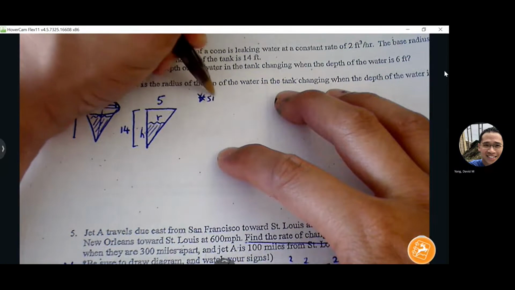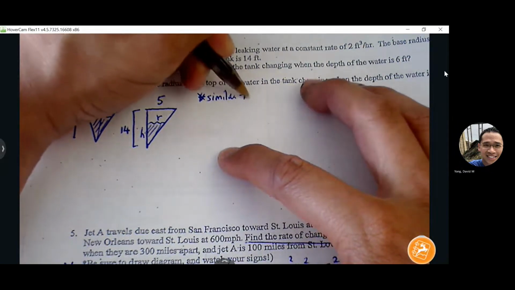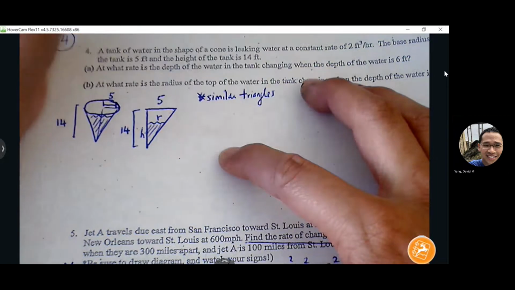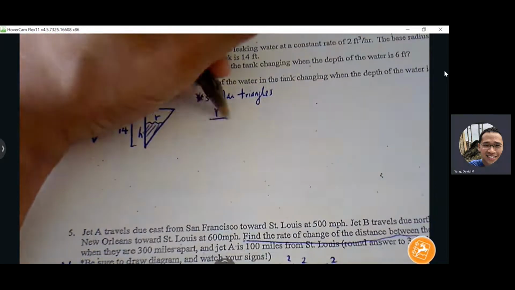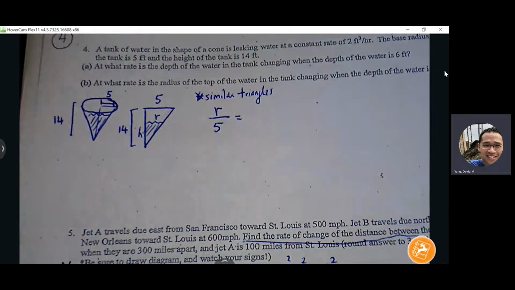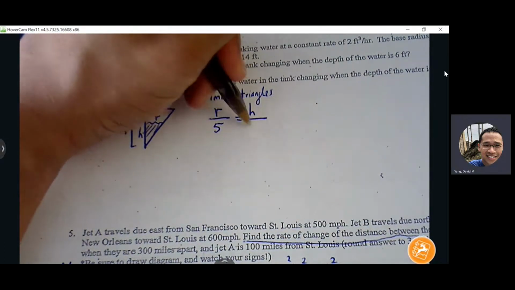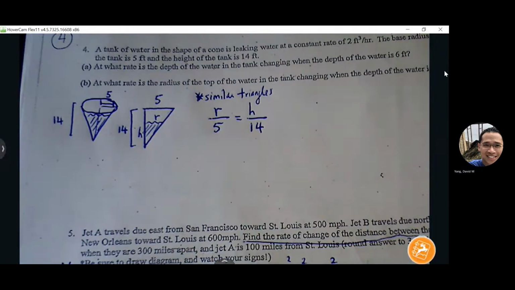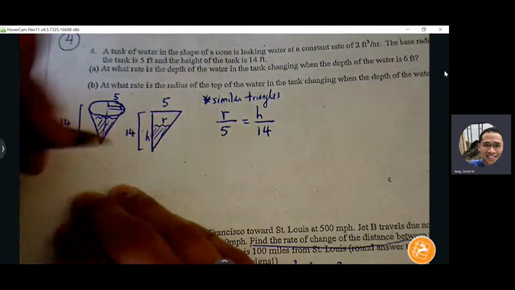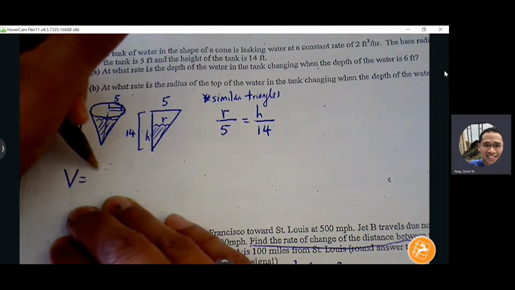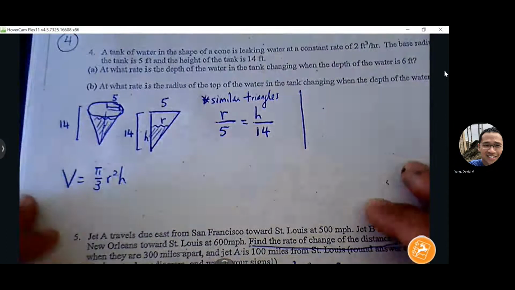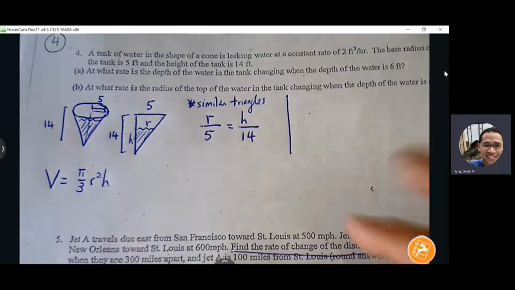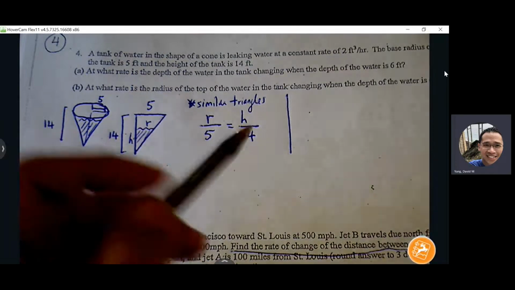Similar triangles. We say the radius of the small cone is to the radius of the large cone as the height of the small cone is to the height of the large cone. The volume formula that we're working with is pi over 3 r squared h. We know we're going to have to find a replacement for one of these variables. I'm going to just cross multiply here.